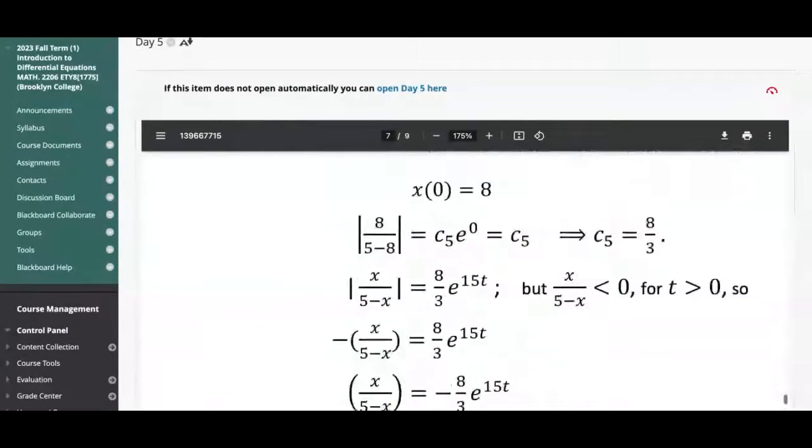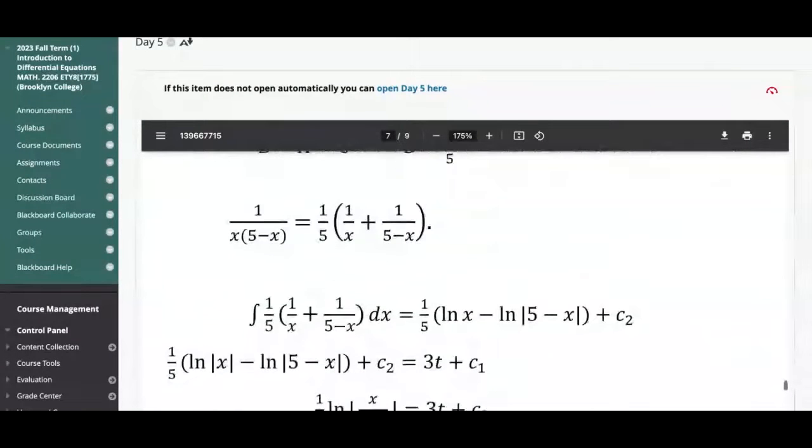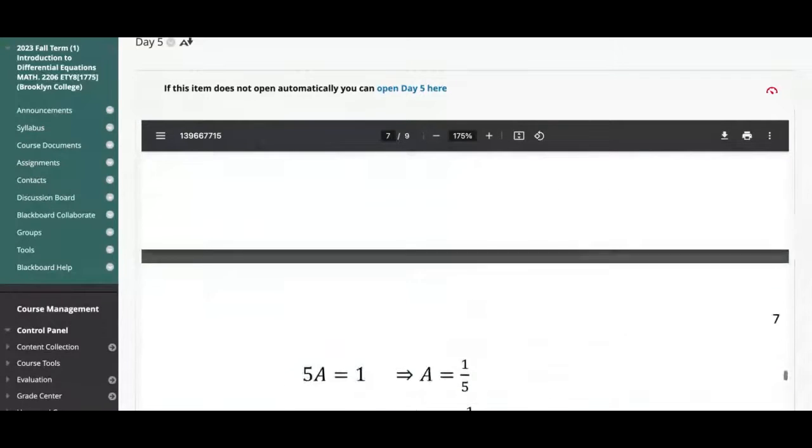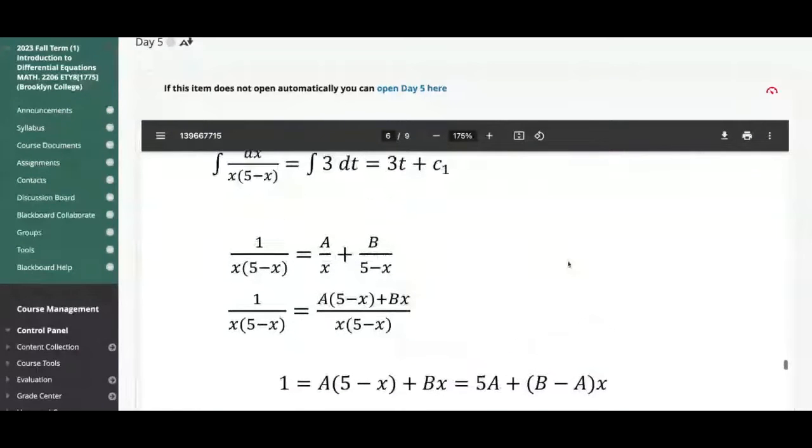Okay, any questions for this? This is just a lot of calculation. All right, I'm not going to spend too much time on talking about calculations.